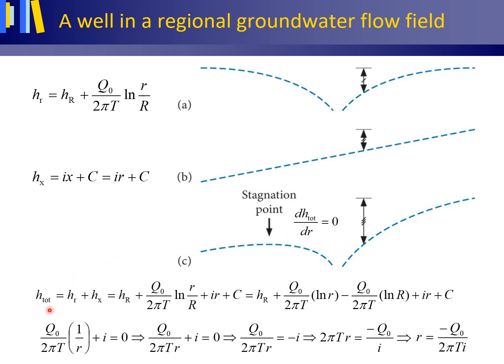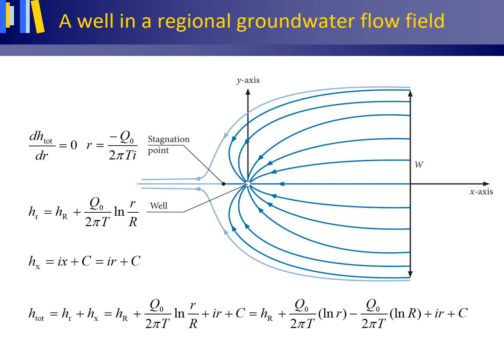Here we have the equation for H total. This term with large r in it is a constant. This is also a constant. And when we differentiate this and set it equal to zero, this is what we get. And we can rewrite this to obtain r as a function of the pumping volume flux, the aquifer's transmissivity, and the hydraulic gradient of the regional groundwater flow field. This small r is negative for a pumping well in a regional groundwater flow field from right to left, with a positive hydraulic gradient, as in figure B and C. This is correct, as the stagnation point then is located to the left of the center of the pumping well, where small r equals zero.